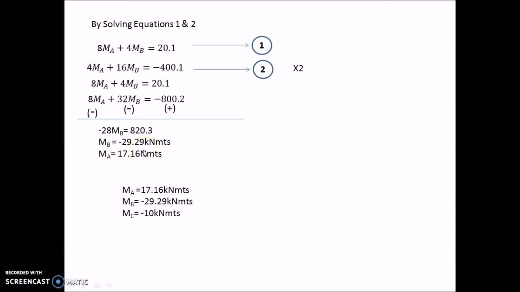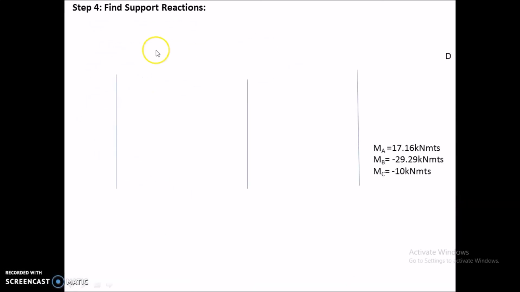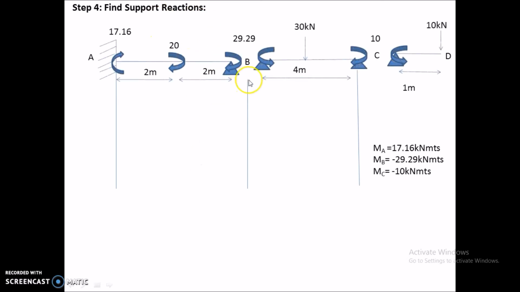So finally, the moments of this beam are MA equal to 17.16 kilonewton meters, MB equal to minus 29.29 kilonewton meters, and MC value is minus 10. Now coming to the next step, finding the support reactions. To find the support reactions, I divided the beam into 3 spans AB, BC and CD. Coming to span AB and applying sigma Fy equal to 0, RA plus RB is equal to 0 since there is no force here.